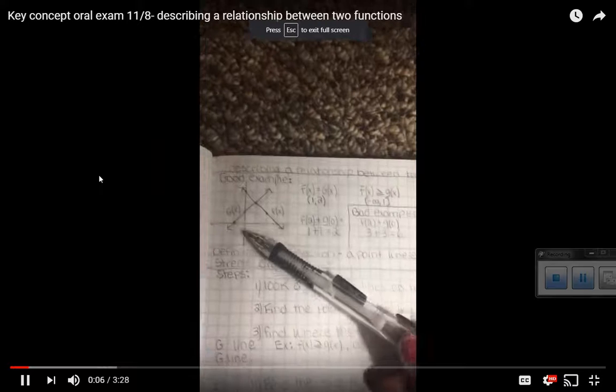Video number 4. So I did describing a relationship between two functions. For a good example, I picked g of x and f of x lines. So first you have to find out where these two lines intersect, which is this point right here, which would be 1, 2.